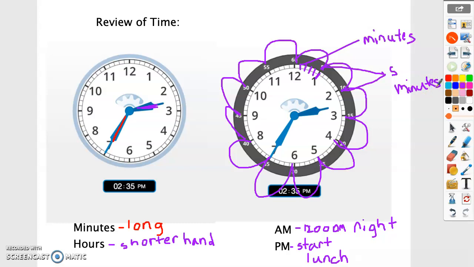Now again, the minutes are not told on a clock. This is something that we have to learn and understand. When our minute hand is on the 7, we can see we're 35 minutes after the hour.